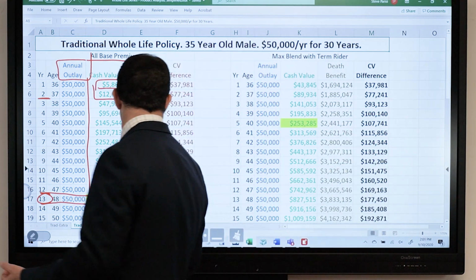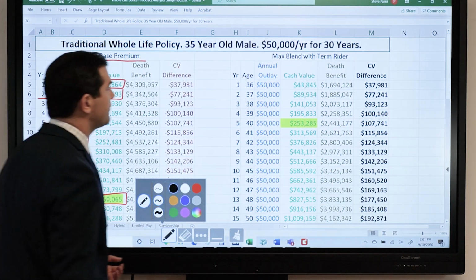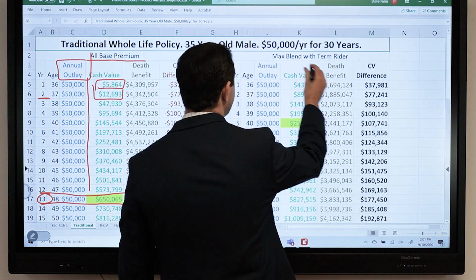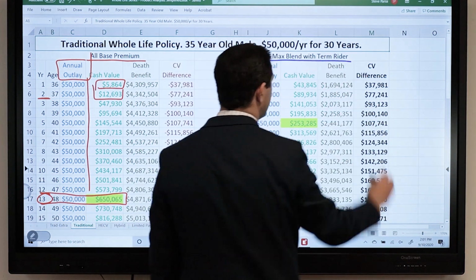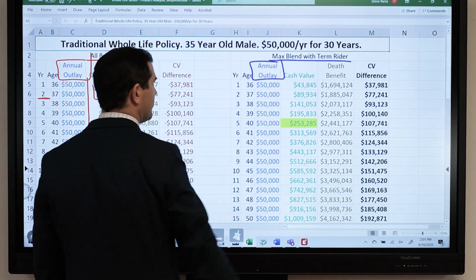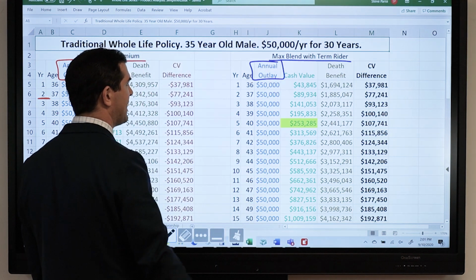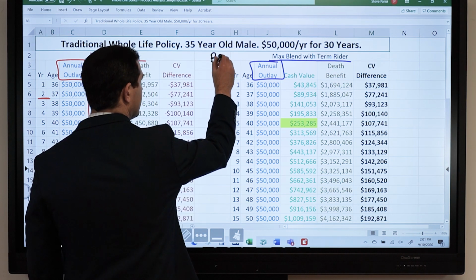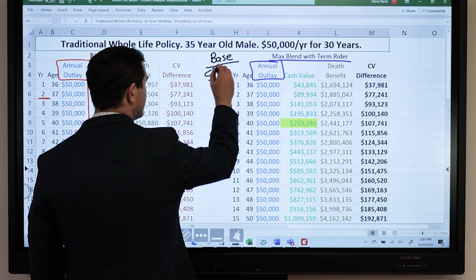Then where it gets very interesting: exact same company, product, health rating, everything's identical except the fact that we blended the policy for maximum cash value. So the base premium here, for transparency, is $5,000.